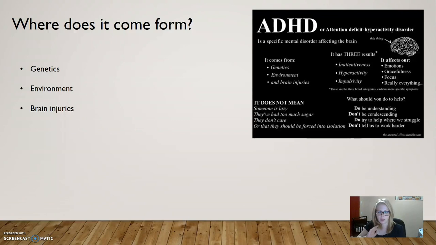Scientists have even shown that people who have ADHD have a difference in the way their nerve pathways work than regular people. So that was kind of cool to learn about. The picture I included on here has some really interesting stuff on it. It talks about where ADHD comes from and what it affects: their emotions, their gracefulness, their focus. Honestly, it really affects everything for that child during their day-to-day life.